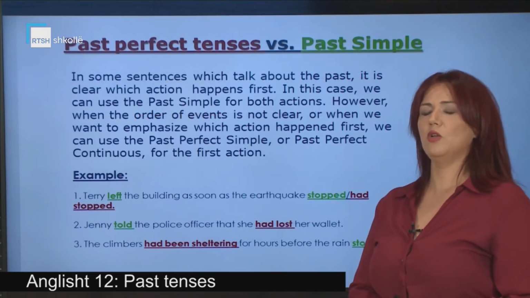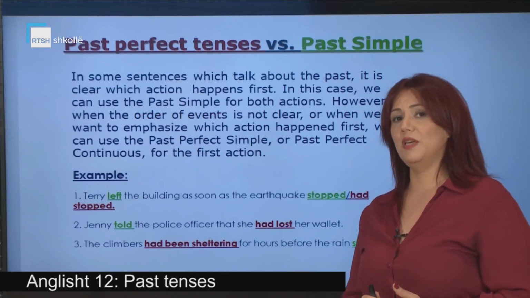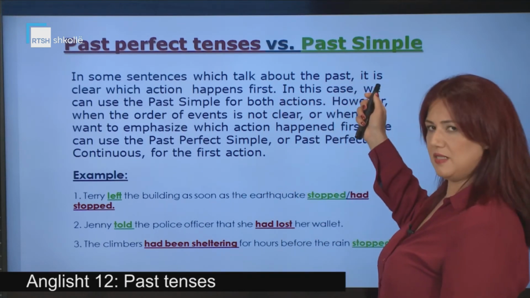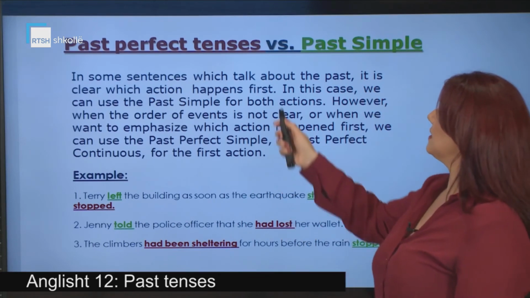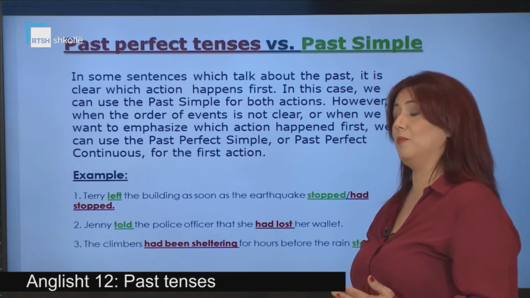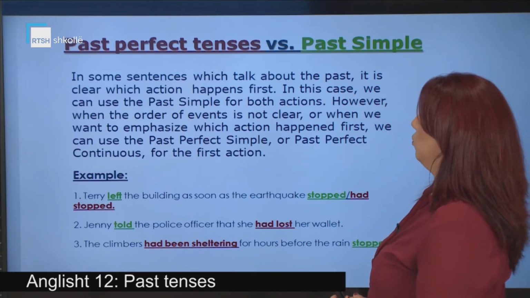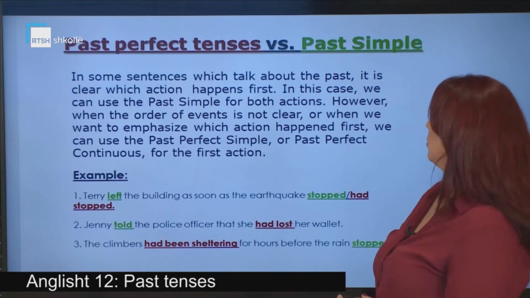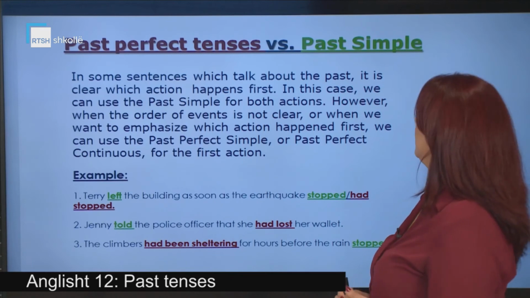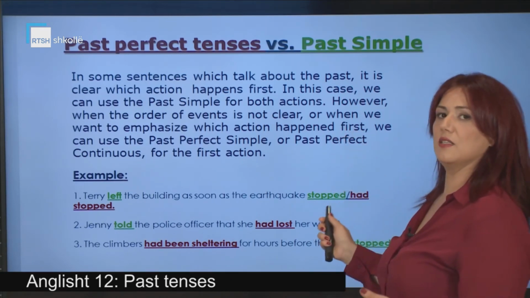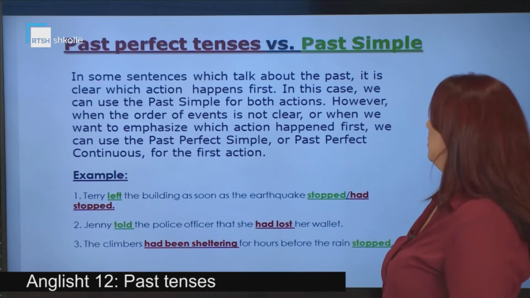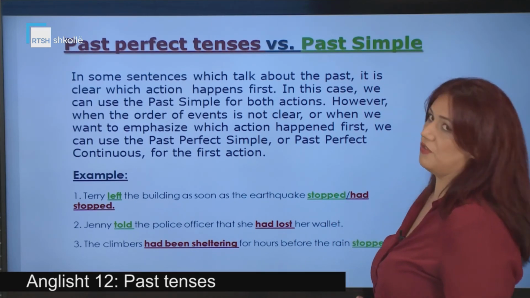Now, when we talk about past tenses, there is a tendency to make confusion, especially between the past perfect tenses and the past simple tense. In some sentences which talk about the past, it is clear which situation happened first. In this case, we can use the past simple for both actions. However, when the order of events is not clear, or when we want to emphasize which action happened first, we can use the past perfect simple or past perfect continuous for the first action.